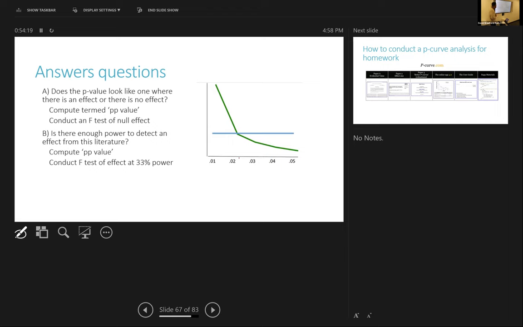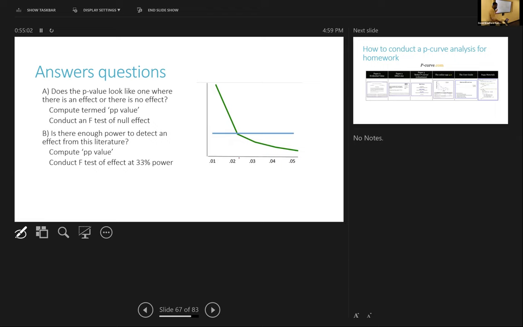The second test is, say I create a p-curve and I only have 4 or 5 p-values, or 3 p-values. Can I really detect an effect from this literature, even though I don't have sufficient power to test that? So instead of the null effect, they replaced it with an effect of 33% power. There's some motivation in the literature, with simulations, for why they chose that value, but they use that to get a sense of whether we can actually detect anything interesting at all, given what was put into the p-curve. So these are the two common tests.